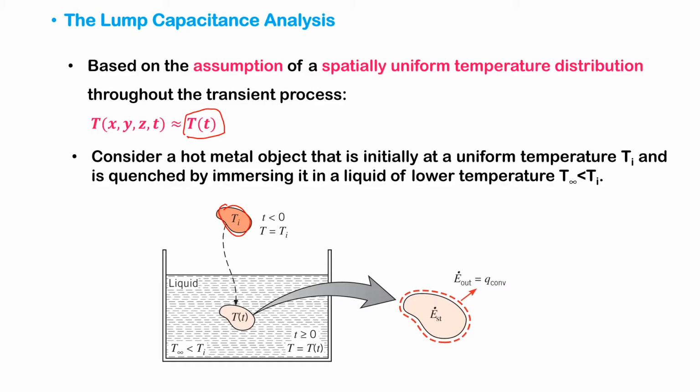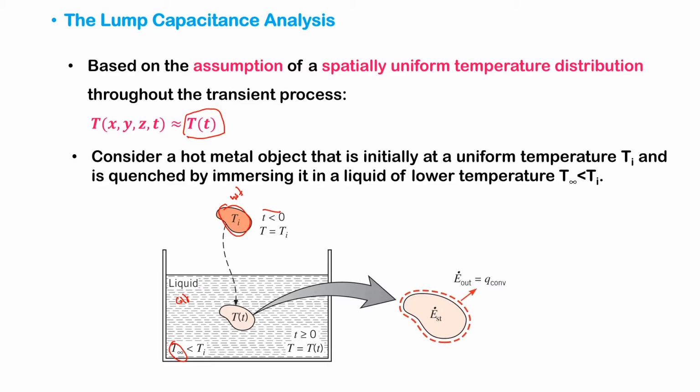So now let's say initially this temperature is Ti, and we submerge it in a liquid which is at temperature T infinity, and T infinity is smaller than Ti, so this is a cold fluid, and we have a hot object. We submerge it in there, and we would like to know how the temperature changes with time. How do we calculate this?